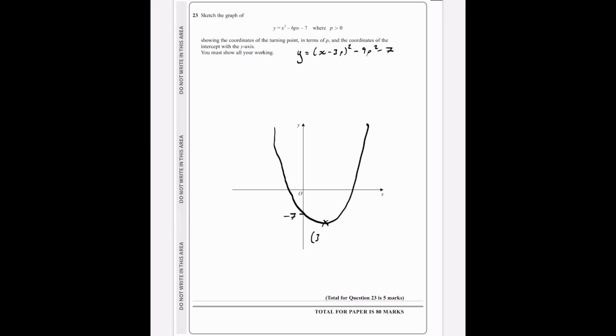It crosses the y-axis at negative 7. We can read that off the first equation, that's the constant. And we are done.